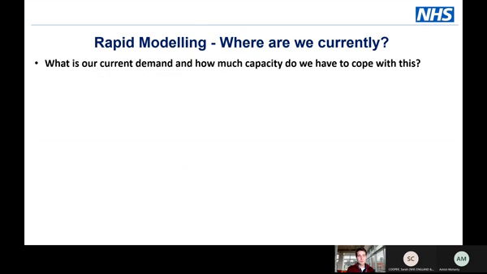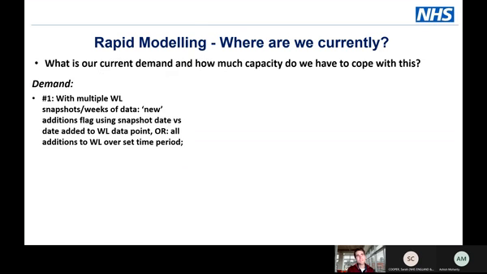So we've established size and composition of the waiting list. So the big question: how can you measure your demand and your capacity with the tools we have available? With demand, typically, if you were going to look at this in a traditional D&C style, you would look at multiple waiting list snapshots, you would look at additions to the waiting list over time, ideally a minimum of 52 weeks. But we can't do that. We only have that single waiting list snapshot at the moment. So what could we do with that?